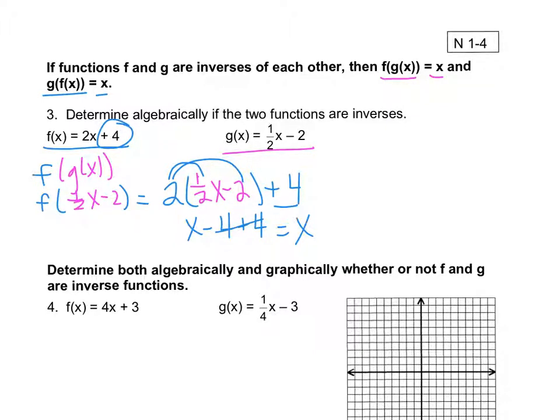Now we need to check g of f of x. So my input this time is going to be my function f, which is 2x plus 4. So I'm going to rewrite this as g of (2x plus 4). So I'm replacing x with 2x plus 4 on function g.